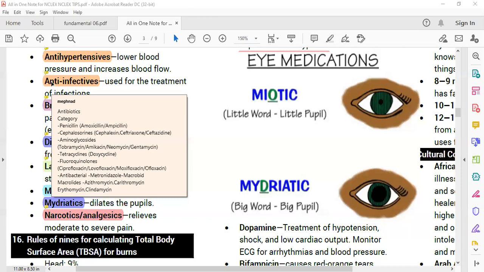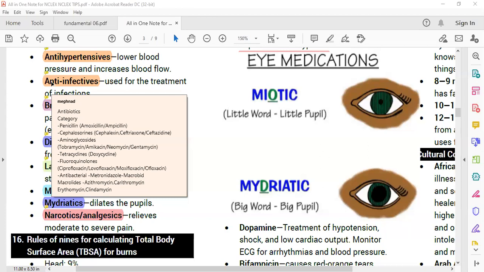Tetracycline can cause photosensitivity, phototoxicity, nephrotoxicity, and hepatotoxicity. Let me recap it. Tetracycline can cause kidney damage and liver damage. Right? So if your patient takes tetracycline, keep them out of direct sunlight. Monitor the liver enzymes and the kidney function, right? Also, we can monitor the urine output.